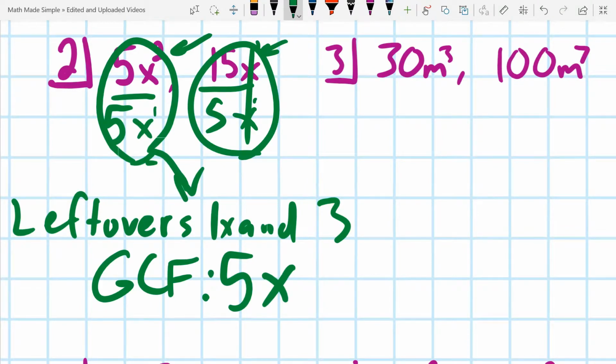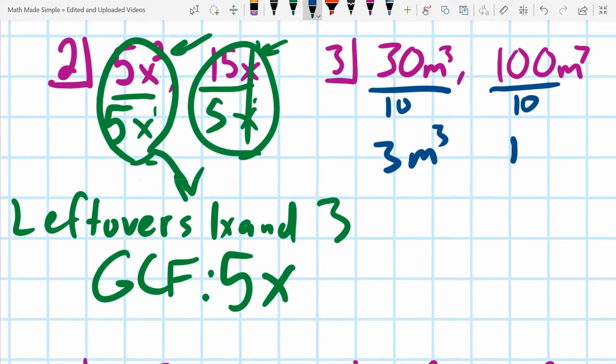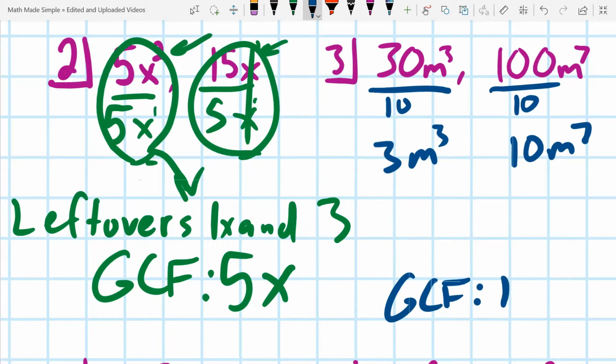When we look over here at this one, we have 30 and 100. I'm not going to worry about the m's first. I'm going to say, I think I can take a 10 out of both of them. If I do that, I'd end up with 3m to the third and 10m to the 7. So right now we're saying our GCF is 10.